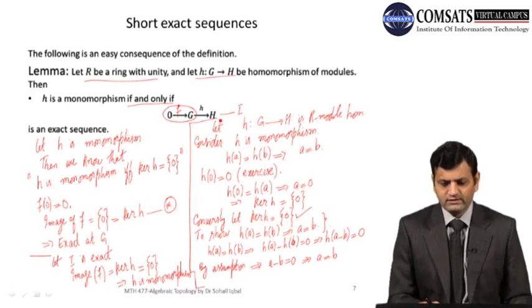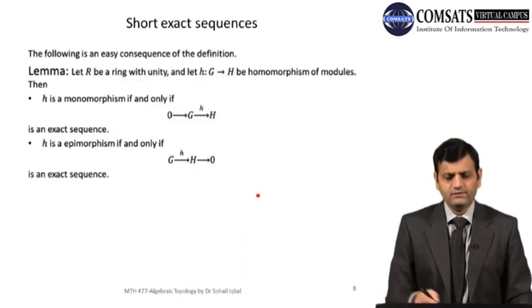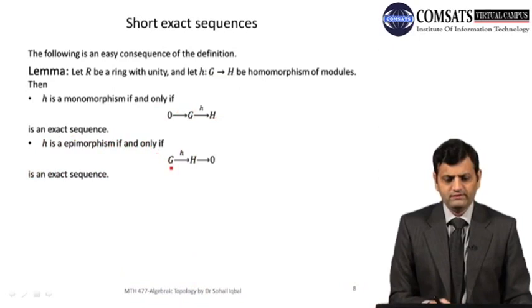So basically this is the result that we needed to show, that h is a monomorphism if and only if the following sequence is an exact sequence. Similarly we can show that h is an epimorphism if and only if this is an exact sequence at h, of course, because this is the only node where we can check the exactness. So what is an epimorphism? It is an R module homomorphism which is surjective. Let's see how to show this.